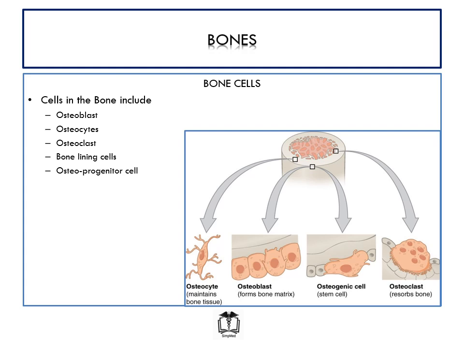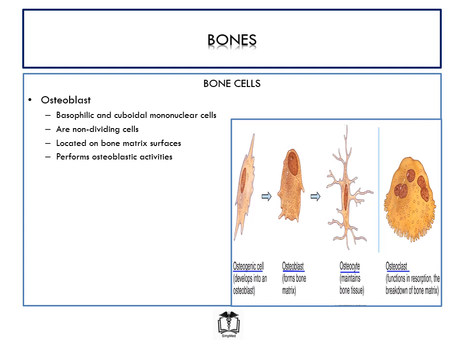Let's focus on the cells of the bones. So we'll talk about the different types of cells: the osteoblast, the osteocyte, the osteoclast, the bone lining cells, and the osteoprogenitor cells. So let's start with the osteoblast. Osteoblasts are basophilic, cuboidal, mononuclear cells that are found within the bone matrix. So they're found on the bone matrix surface.